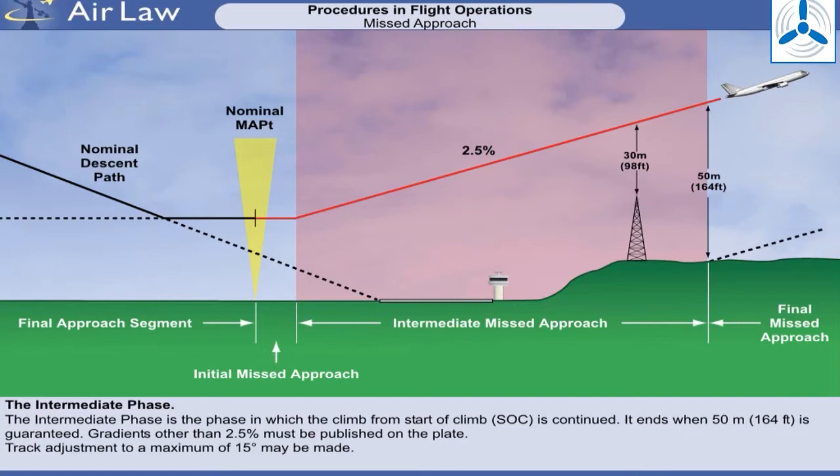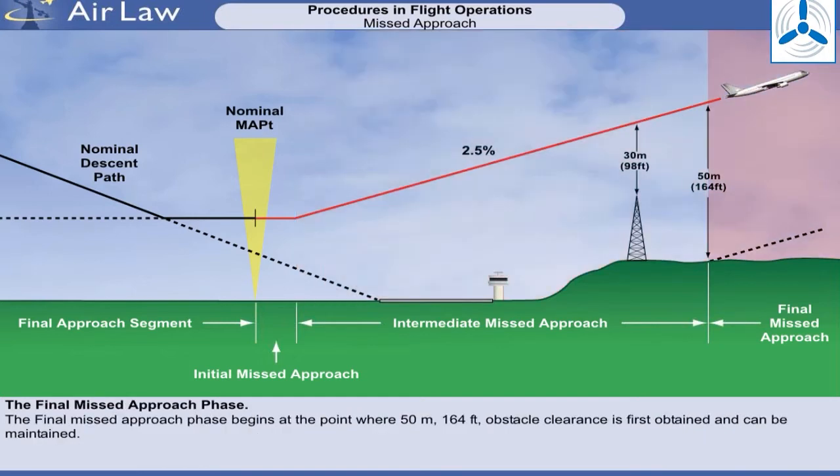The intermediate missed approach track may be changed by a maximum of 15 degrees from that of the initial track, and it is assumed that the aircraft will begin track corrections. The final phase begins at the point where 50 metres obstacle clearance is first obtained and can be maintained. It extends to the point where a new approach, holding, or a return to en route flight is initiated. Turns may be prescribed in this phase.